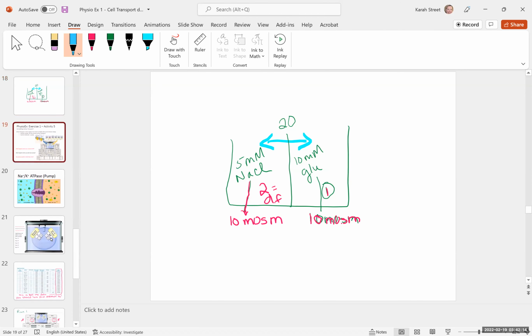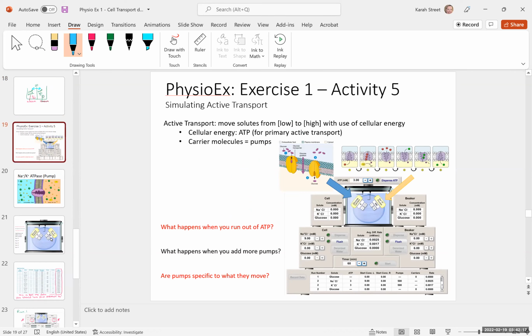Let's move on to activity 5. In activity 5, the data you collected is actually meaningless. What you should have paid attention to, if you look at the bottom picture here, was your apparatus. What you should have paid attention to was the amount of ATP, your starting concentration in the cell versus the beaker, and your finishing concentrations. And also, one more thing that PhysioEx did not tell you to write down was the rate of transport.